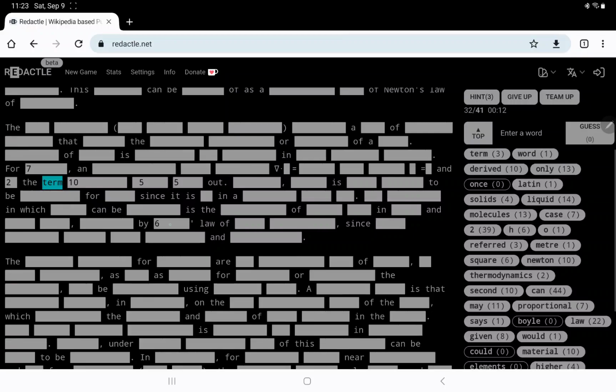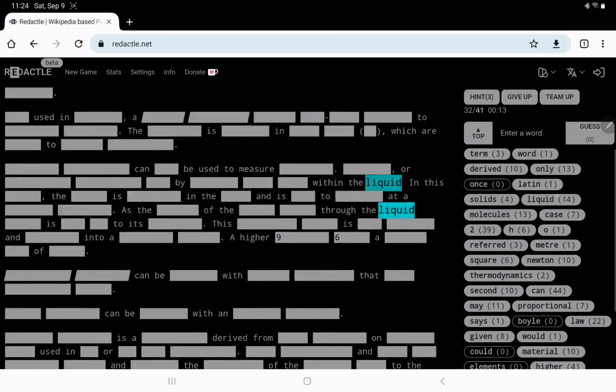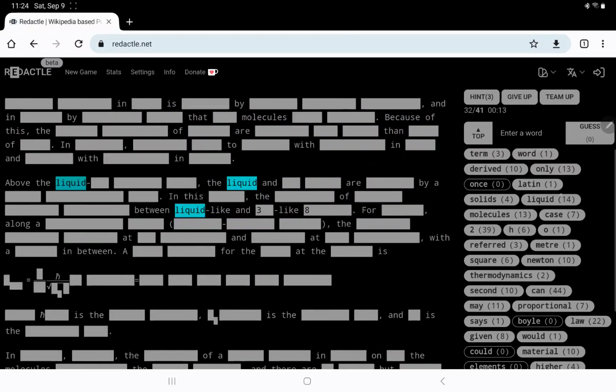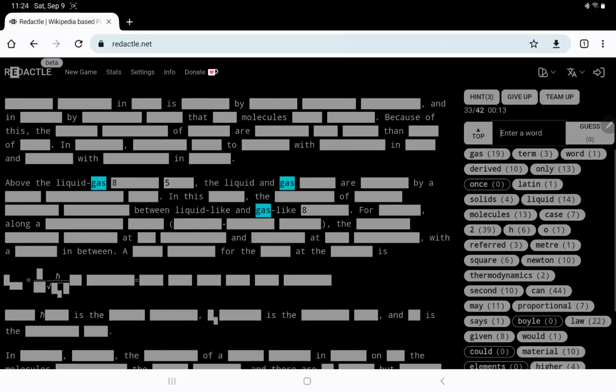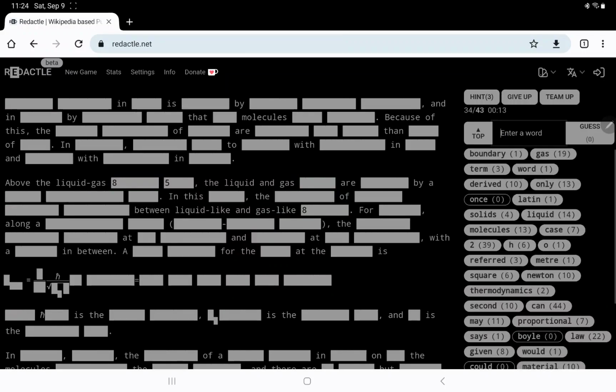Something out. 6's law, so that must be somebody's name that ends in an S. Harris's law. Within the liquid. Above the liquid, maybe gas. Boundary, maybe. No. The liquid and gas.